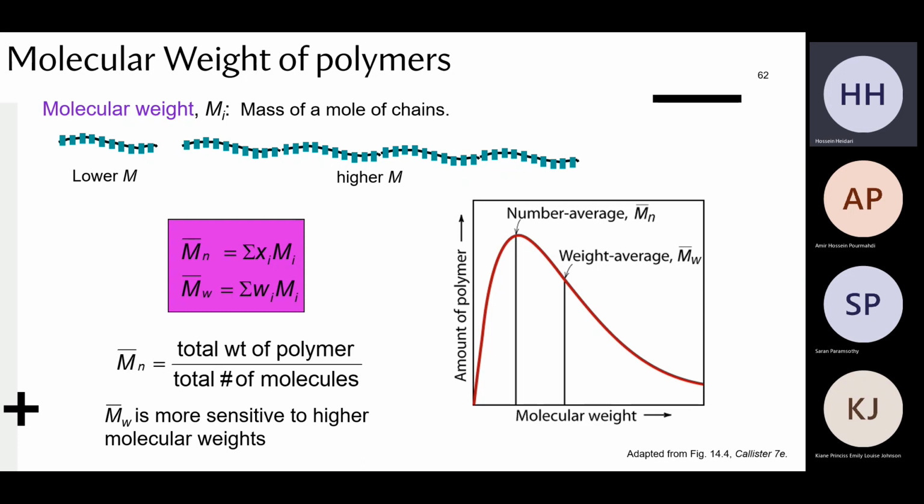The heavier ones contribute more when you're looking at the weight average because they weigh more and they get a greater vote there. When you do number based, each molecule gets 1 vote. So it's very much equal. That's why it lands right here.